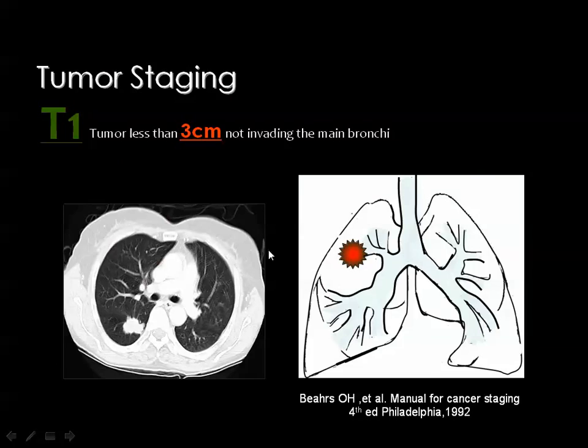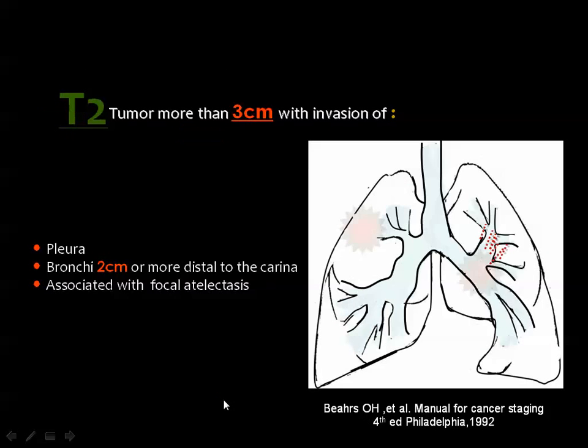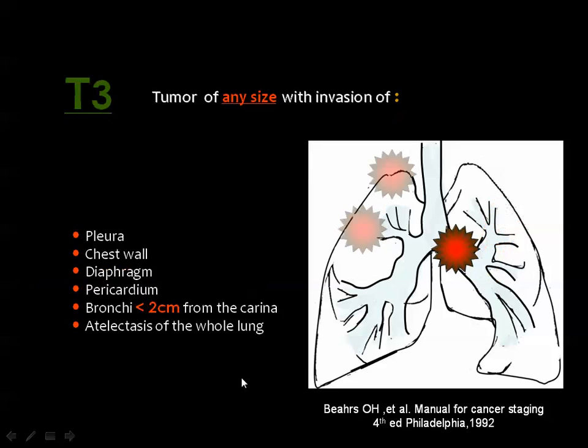Then, according to the literature, the TNM classification is used for staging of the bronchogenic carcinoma, and stage 1 refers to a lesion which is less than 3 centimeters in diameter and not invading the main bronchi. This is an example, which is a nodule with a spiculated margin. And if the tumor is larger than 3 centimeters with invasion of the pleura or invasion of the bronchi at a distance more than 2 centimeters from the carina or associated with local atelectasis, this is stage 2.